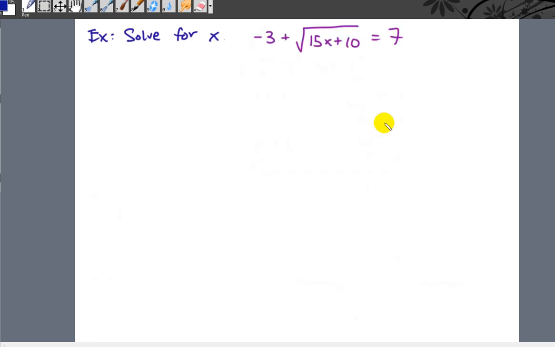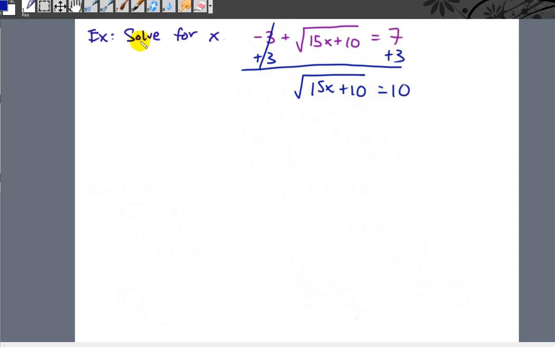All right, so let's look at what we have here. We have -3 plus the square root of 15x plus 10 equals 7. First, what I see is we want to isolate this radical somehow. In order to isolate that radical, we can get everything else on one side. So we can add 3. We get the square root of 15x plus 10 equals 7 plus 3, which is 10.